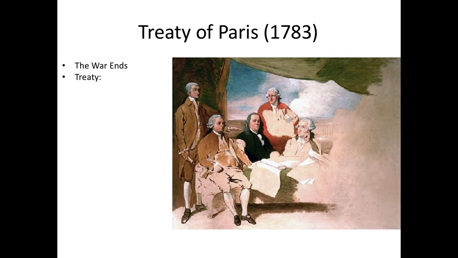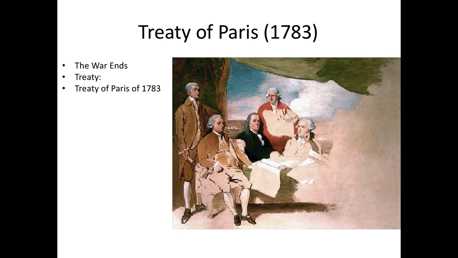It takes a peace treaty to end a war, and officially, the Treaty of Paris of 1783 is that treaty. Now, it's important to note that this is different than the Treaty of Paris of 1763. That's the one that ended the French and Indian War before the Declaration of Independence. This is a different Treaty of Paris after the Declaration of Independence in 1783.